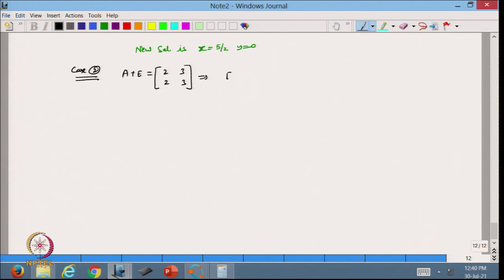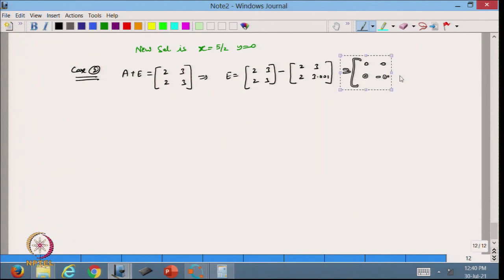It means that my E will be 2 3, 2 3 and minus A. So, it is 2 3, 2 3.001. So, that gives me 0 0, 0 minus 0, so 0.001. So, this is what I have taken. So, it is a very small change in this one. So, my E is this one.